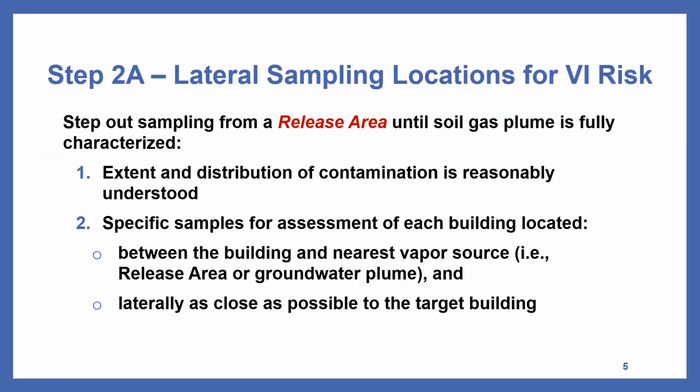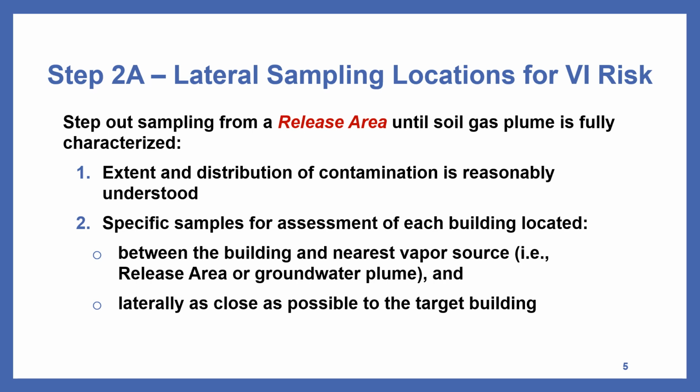For Step 2A, the distribution of shallow soil gas contamination should be evaluated. The objective is to evaluate the nature, distribution, and extent of shallow soil gas contamination, both laterally and vertically, and use that information to evaluate vapor intrusion risk to building occupants. For evaluating the lateral distribution of shallow soil gas contamination, soil gas sample locations should be selected to help identify release areas and the distribution of contamination.